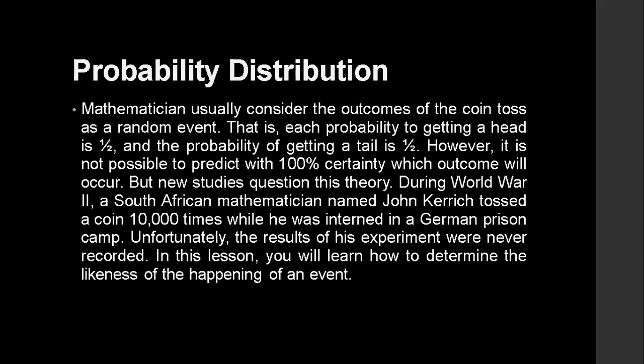So, it's not possible to predict with 100% certainty which outcome will occur. So basically hindi tayo sigurado kung head to o tail to. Basically, 50-50 yan. Okay. But the new studied this question in theory. During World War II, a South African mathematician named John Kerrich, nagtoss siya daw ng coin 10,000 times habang nandun siya sa kulungan. So parang bored siya, kaya nag-try siyang mag-toss ng coin ng 10,000 times. Unfortunately, the results of his experiment were never recorded.